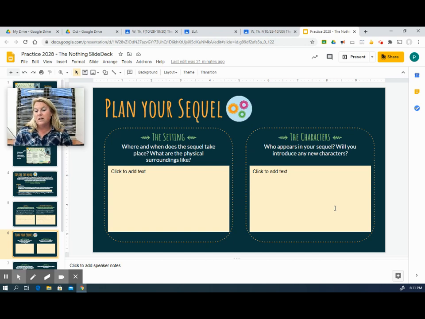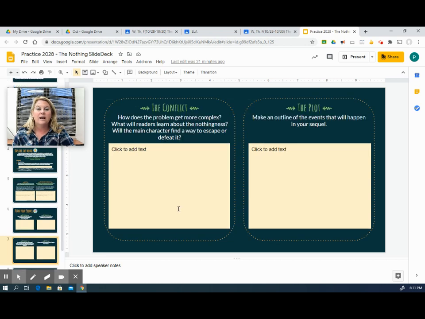Are they going to be married? So think about that. Decide who you want to be in your sequel, and if you're introducing new characters. Because if you're introducing characters, you kind of have to make sure you give a good description so we know who this person is and why they're there.